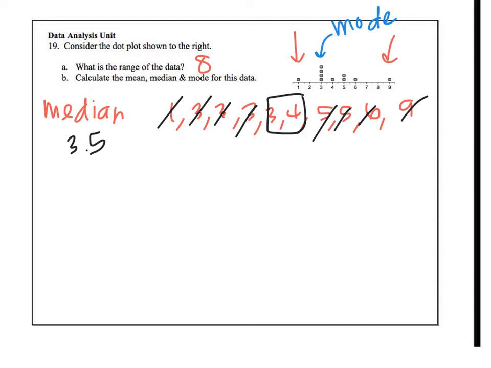Okay, and then for the mean, a lot of you guys remember this. You're going to add them all up and divide by how many there are, so I'm going to go through and do that quick now. I got 42, and then we divide by the 10 numbers, and we get a mean of 4.2.